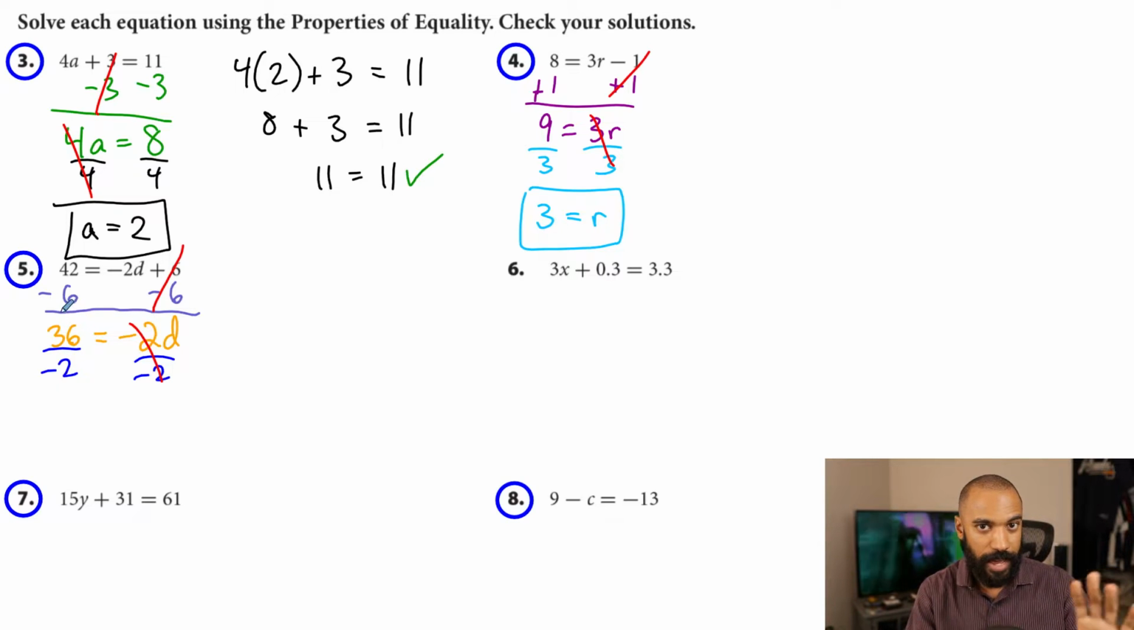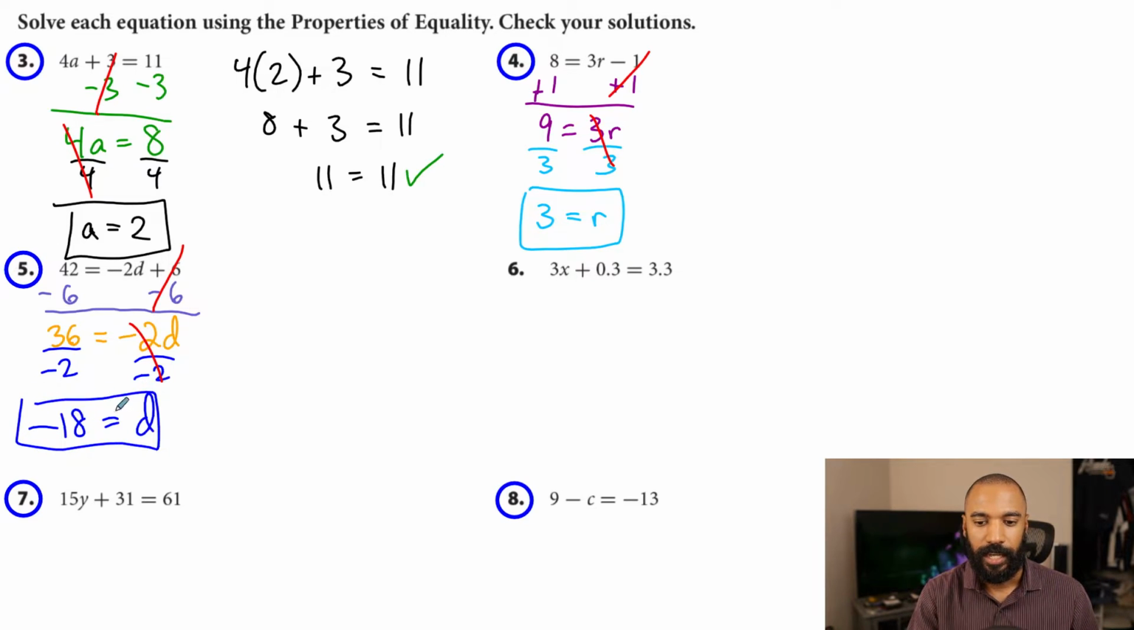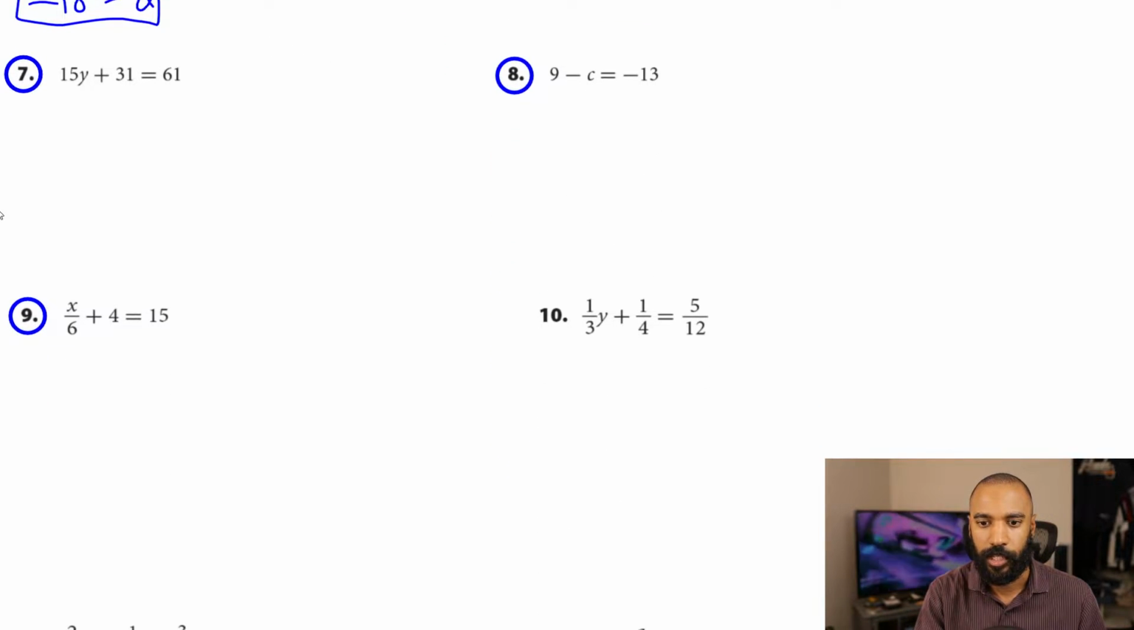A positive divided by a negative gives me a negative. So this is negative 18, and that is what my 1d represents there. If I wanted to double check it, I would get negative 18 times negative 2 is positive 36, plus 6 equals 42. That pans out. I'm skipping number 6. Maybe it was because it was a decimal. I don't know. I had to chop away some problems, so that's one of them.